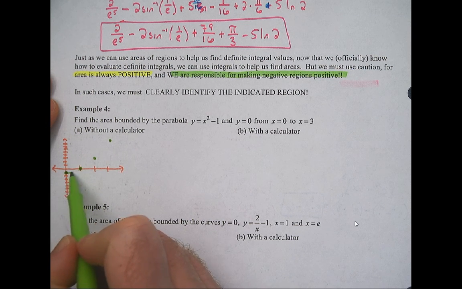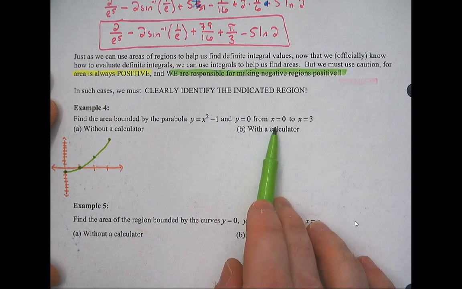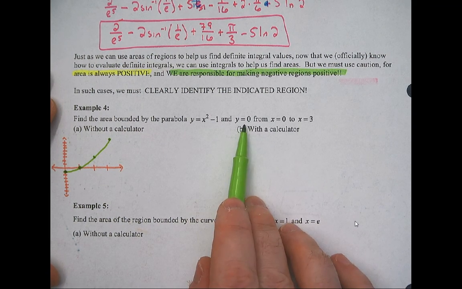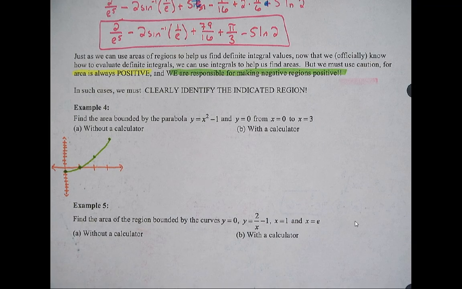So here is my curve, because we're only going from x equals 0 to x equals 3. But we're bounded by the line y equals 0. So y equals 0 is the x-axis. So that's this. I'll try to draw it in purple.